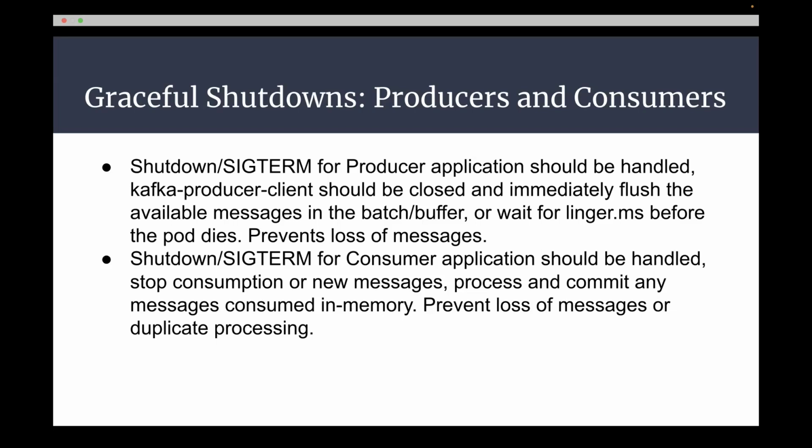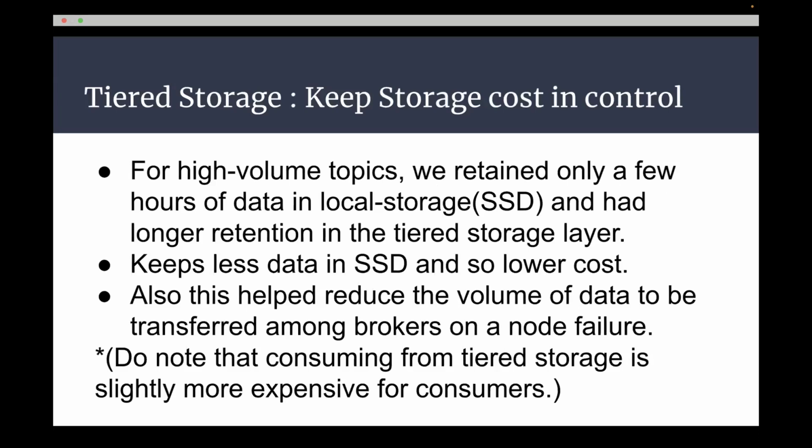So what you should do is, the system signal gives you some time. So you should stop consuming newer messages. You should process whatever is left in your memory and commit them quickly. Same goes for producer applications as well. Whatever is there in the buffer, you should stop your producer client and just produce it immediately, or maybe wait for your linger time and then throw away your pod.